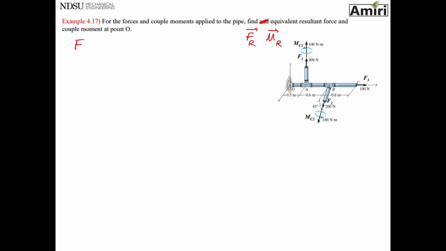So let me remind one more time. FR is summation of all forces. Here I have 1, 2, 3. So it's basically F1, F2, F3, all in vector form. So let's get to work. Let's do this one first. Force F1 in a vector format. I know the magnitude, which is 300, and I know the direction of it. It's pointing towards plus z-axis. So that would be 300 K Newtons.